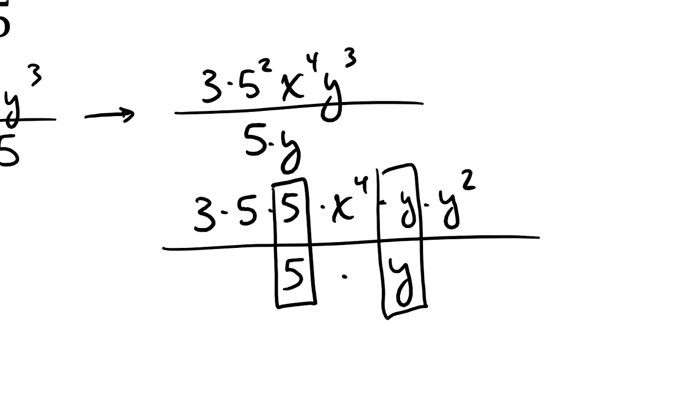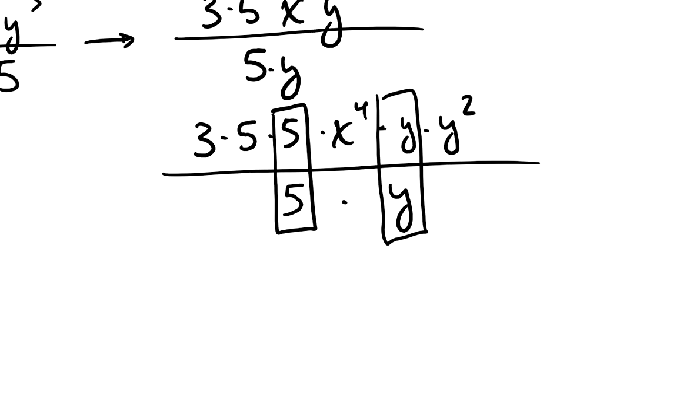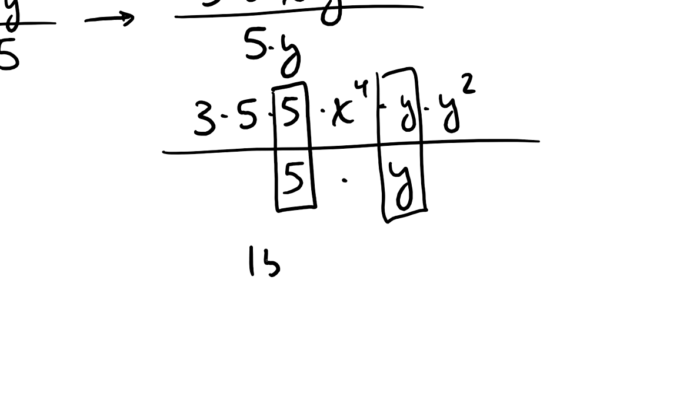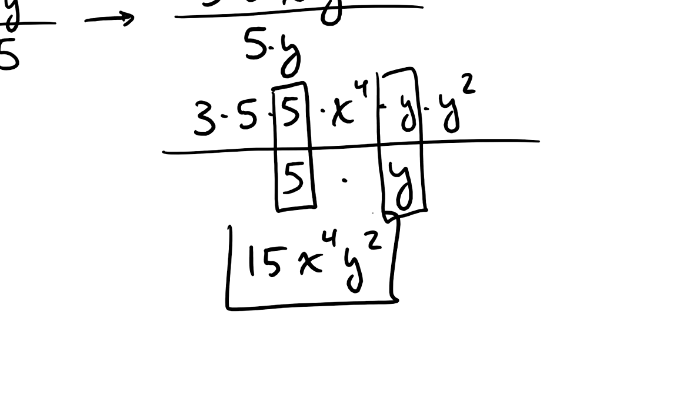So as I move through and simplify this, in my numerator I'm left with the number 15. I've also got an x to the 4th power, and I've got a y to the 2nd power. So this is the simplified version of that original expression. That's the end of question 6.